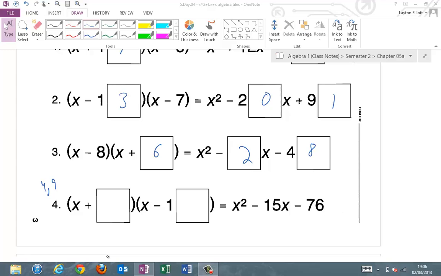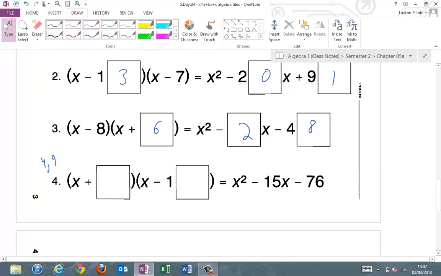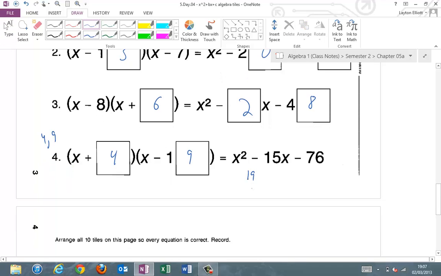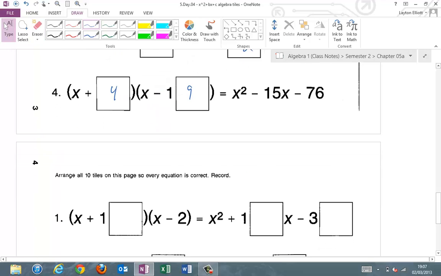We want 76. If we do 14 times 9 or 19 times 4, we should get 76. Let's try 19 times 4. 19 times 4, if I do that here really quick, 36, 1, 76. And that works. My outer is 19, my inner is 4x. We subtract to become negative 15x. So this page is done.